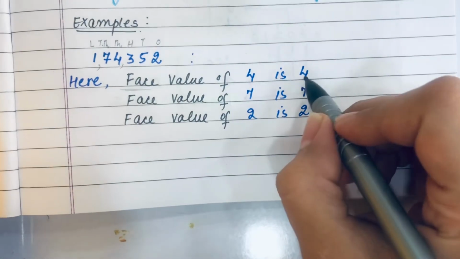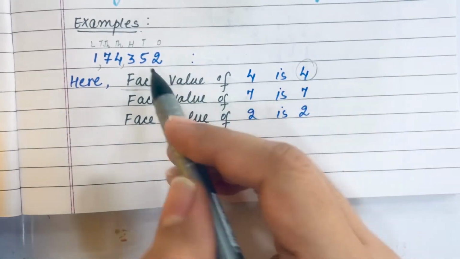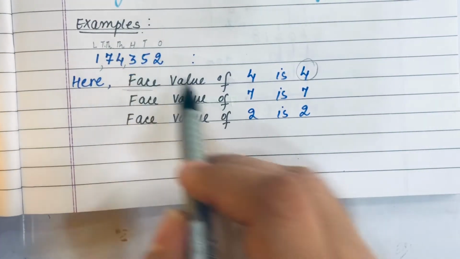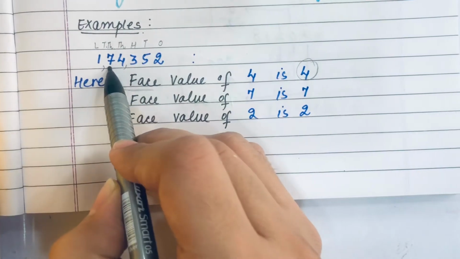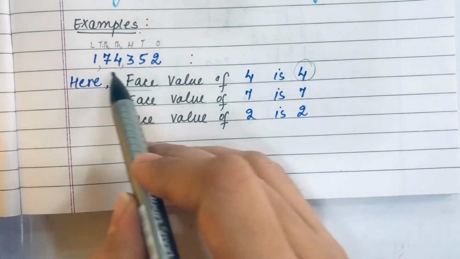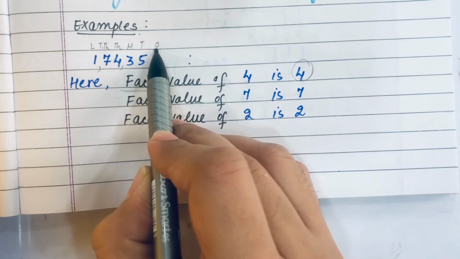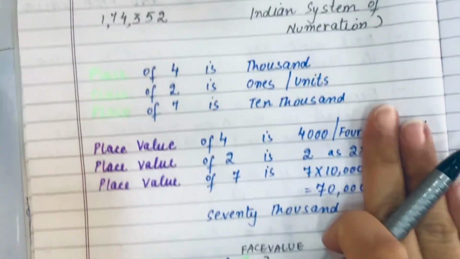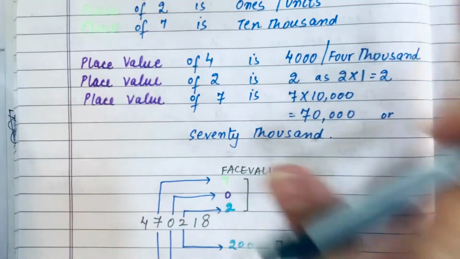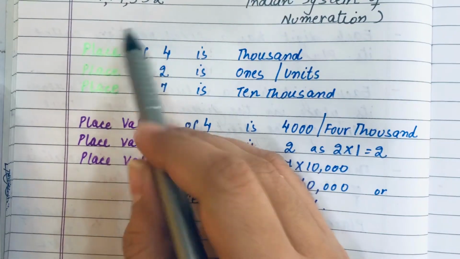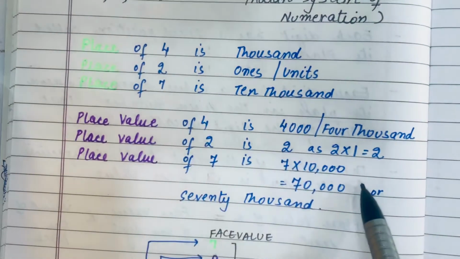But if we want to know the place of this 4, you can see the place of this 4 is 1000. Place of 7 is 10,000. Place of 2 is ones. Is that clear? The place of 4 is 1000, and similarly for the others which we discussed.